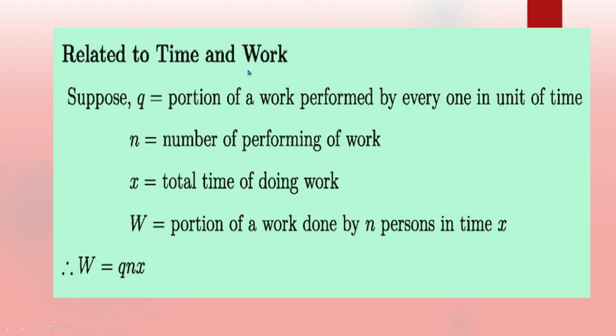Related to time and work: Q is the portion of work performed by everyone in a unit of time, N is the number of persons performing the work, X is the total time of doing the work, and W is the portion of work done by N persons in time X. Therefore, total work W equals QNX, that means Q into N into X.